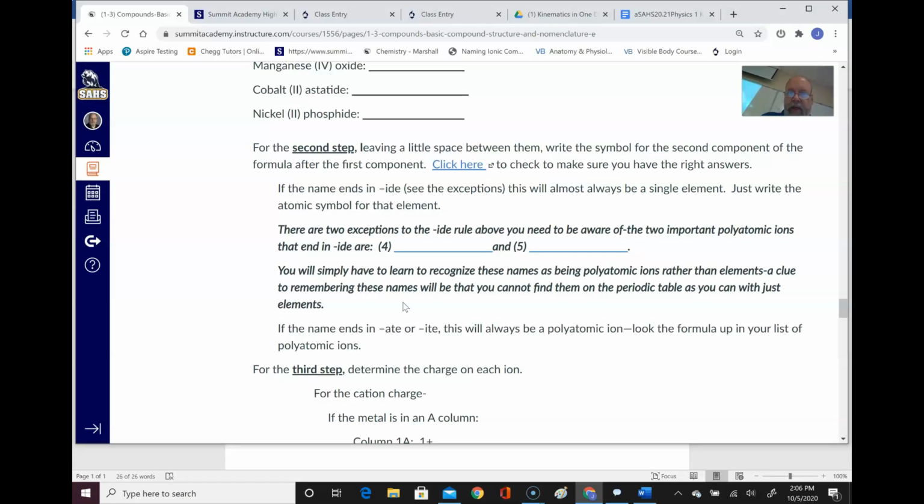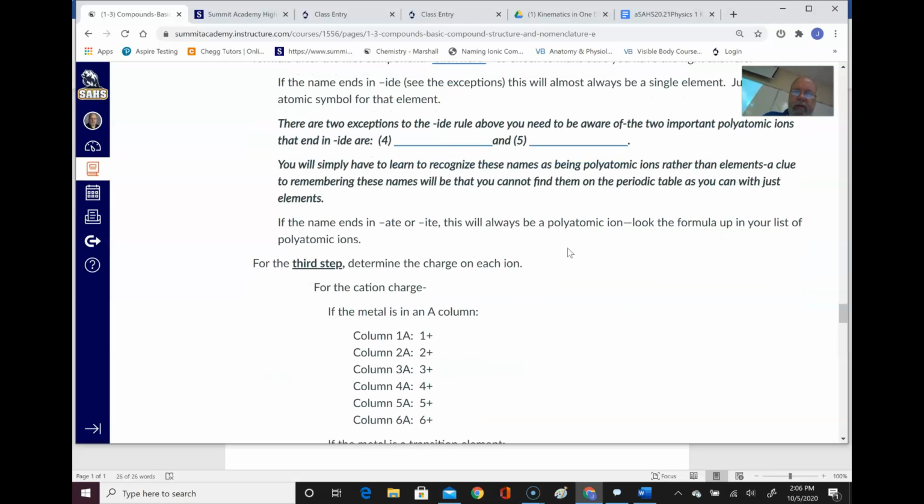So if the name ends in IDE, this will almost always just be a single element. Just write the atomic symbol for that. There are two exceptions to the IDE rule. Two important polyatomic ions that end in IDE are hydroxide and cyanide. You'll simply have to learn to recognize these names as being polyatomic ions rather than elements, and a clue to remembering these names will be that you can't find them on the periodic table. Okay? Now, if the names end in ATE or ITE, this will always be a polyatomic ion. So look the formula up in your list for polyatomic ions.